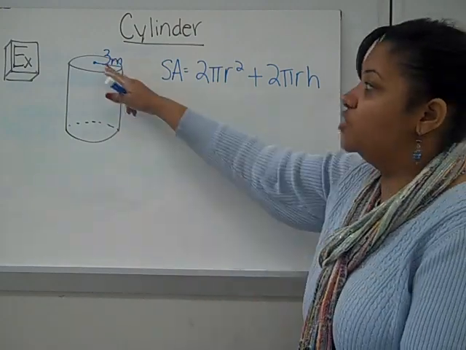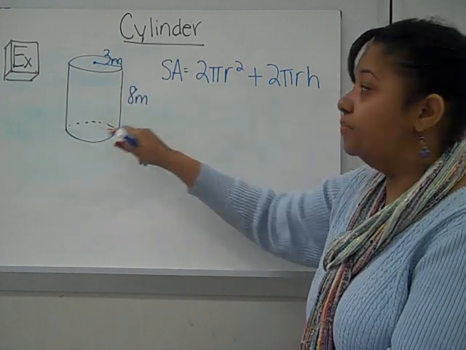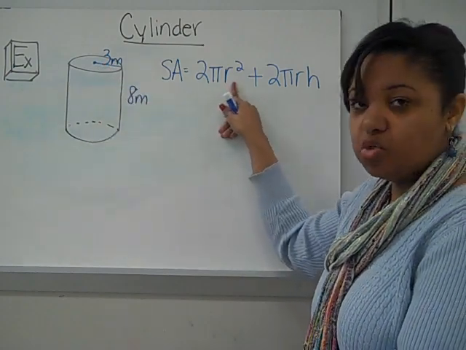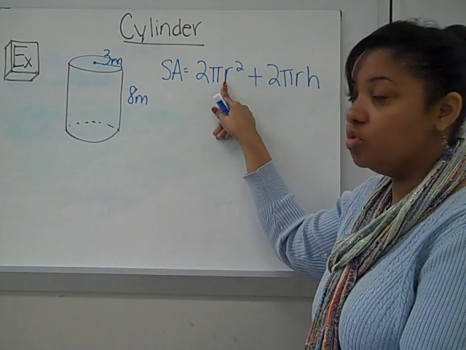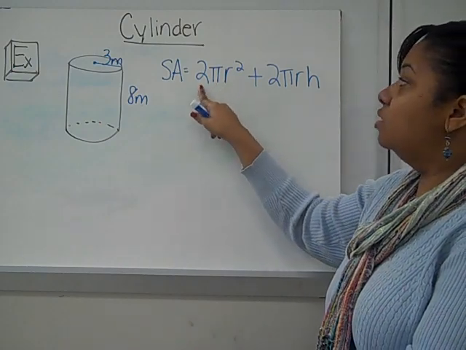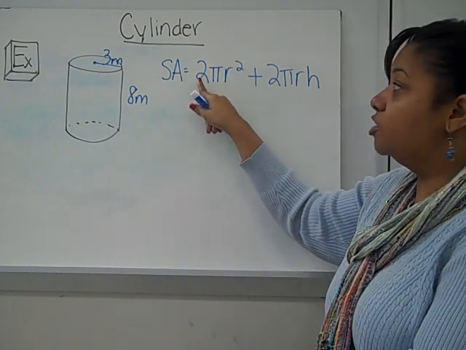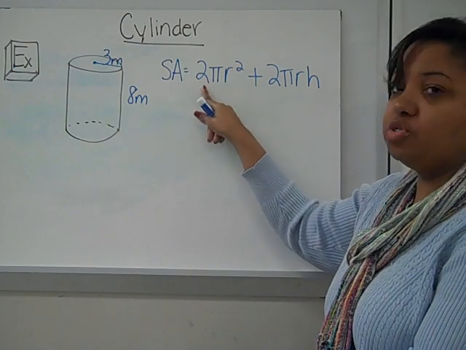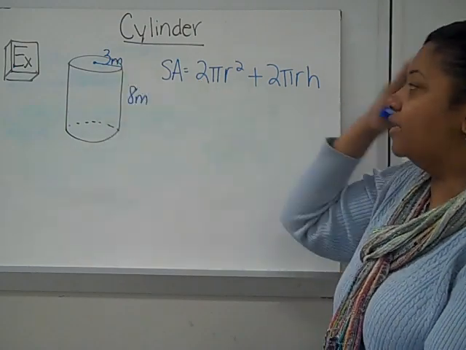So, being that you have a circle at the top and a circle at the bottom, you notice we have our pi r squared there. That's our formula for the area of a circle. So you have 2 circles, so you have to multiply that circle times 2. You have the one on the top, you have the one on the bottom.